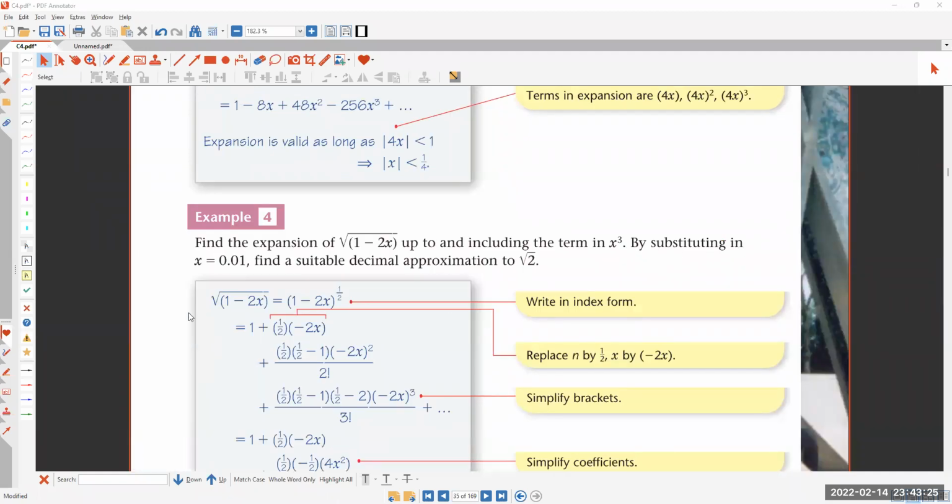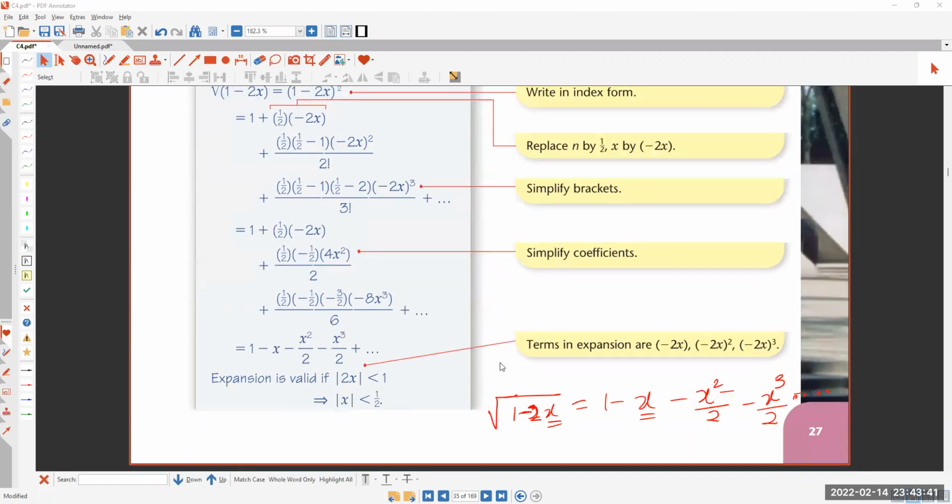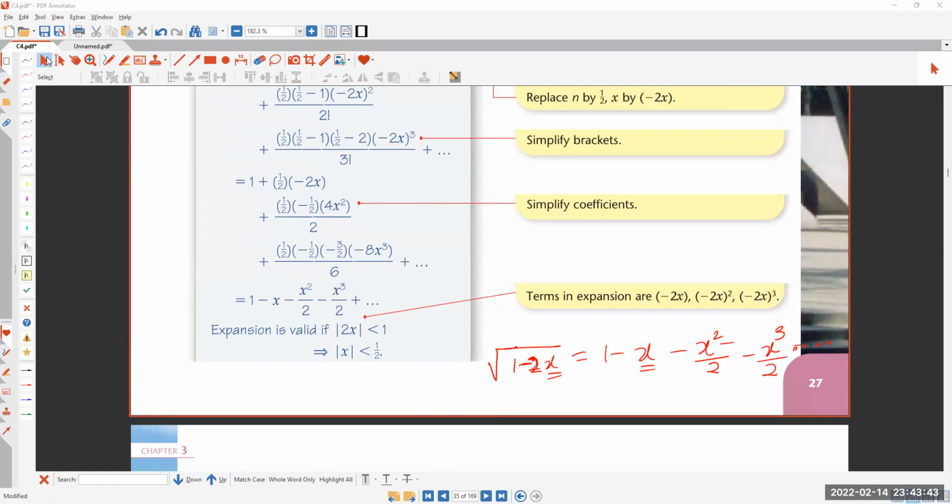They said by substituting x equals 0.01. So in place of x, you have to substitute 0.01. We need to find a decimal approximation for root 2. That means one of the values has to be root 2 on the left hand side. On the right hand side, everything has to be some sort of decimals. So how do we do that? Let me show you. So this particular equation is correct.